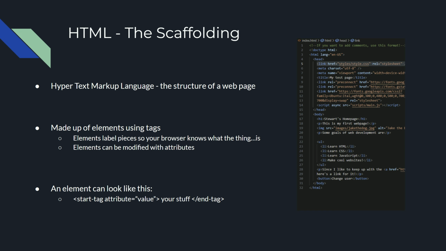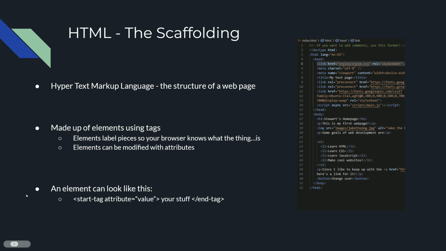The first part we're looking at is the HTML, which is the hypertext markup language, which basically just serves as the structure of a web page, which is, in my view, basically the scaffolding of a building or something. And so this HTML document is made up of elements using tags. So elements are just pieces that you label so your browser knows what the thing is that you're working with. There are a number of different elements on an HTML page, and elements can be modified by different attributes.